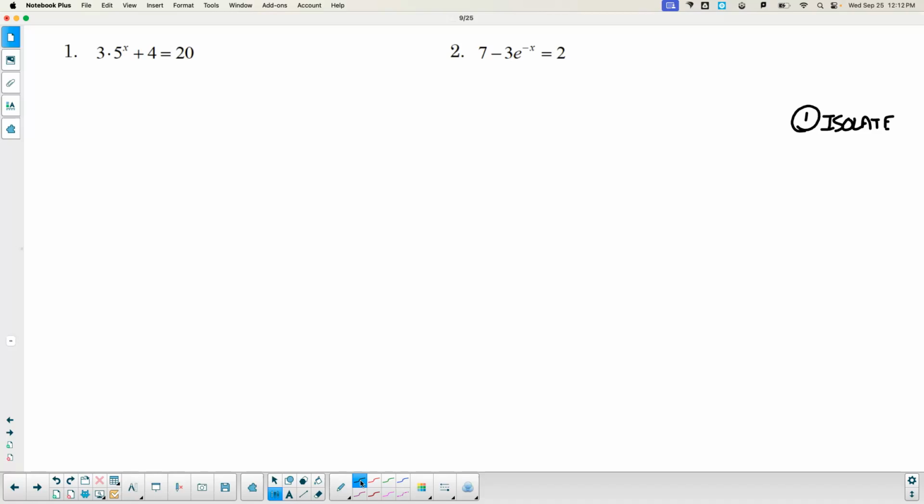If I'm looking at number 1 here, my exponented term is 5 to the x power. I need to get that by itself first. Before I can do anything else, that's got to be alone. So the first thing I would do is subtract 4. That's going to give me 3 times 5 to the x power equals 16. Then I would divide both sides by 3. That's going to give me 5 to the x power equals 16 thirds.